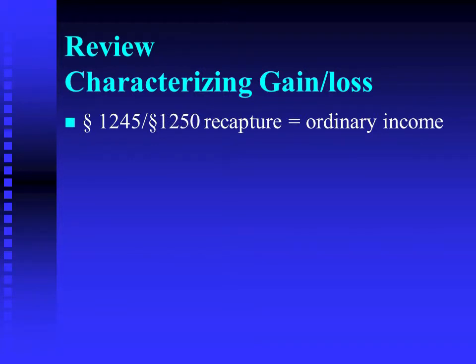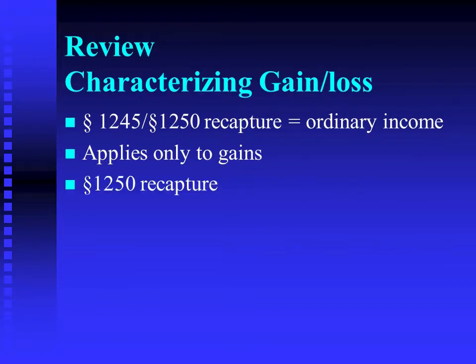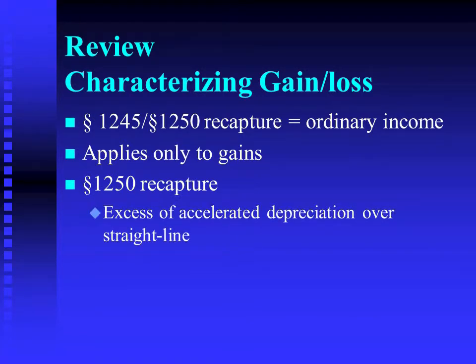And then we have the depreciation recaptures, 1245 and 1250. They create ordinary income before you actually calculate your 1231 gains. Remember, gains only, losses are always 1231 losses. Whether or not they're ultimately ordinary would depend upon the netting of the picture of everything else that tax year. 1250 recapture relates to buildings, and it's the excess of accelerated depreciation over straight line. That's how much is ordinary income.